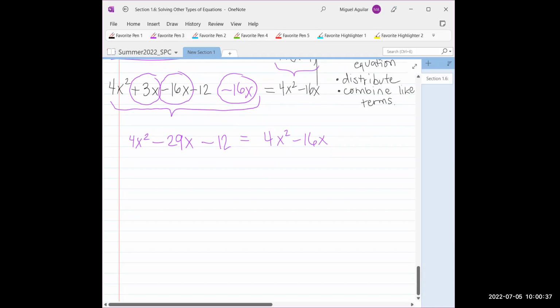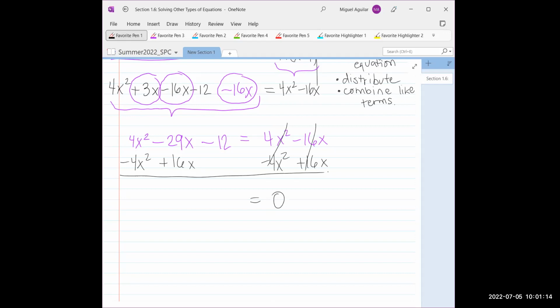Now, this thing is starting to look like a quadratic equation, but we need to get this in standard form or set equal to 0 in order to solve it. So what I'm going to do is subtract 4x squared over here, so that I can move it over here, minus 4x squared. I'm also going to add 16x here and add it over here so that these guys will cancel out and give me my 0. Does that make sense? Yes.